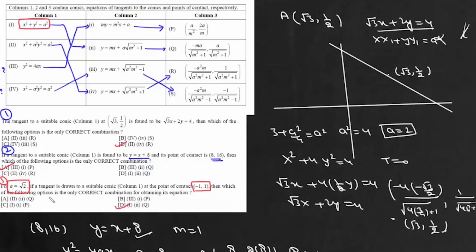Now in this case, since a is root 2, equation of this circle is x square plus y square is equal to 2. Point of contact is minus 1, 1. Equation of this line is x plus y equals to 2. And the value of m is 1. And if we put a as root 2 and m as 1, so here root 2 will cancel. So this is minus 1, 1, which is a given point. So the correct options are D, A, D.